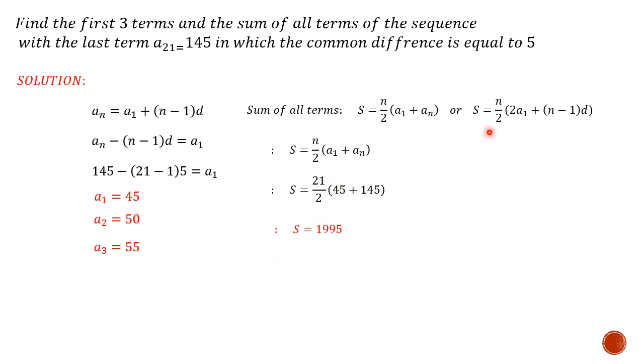Try din naman natin itong isa kung makukuha rin natin yung parehas na sagot dito. So, yung n all over 2 multiplied by 2 times a sub 1 plus n minus 1 multiplied by d. Plug in lang ulit natin and we'll get the same answer.